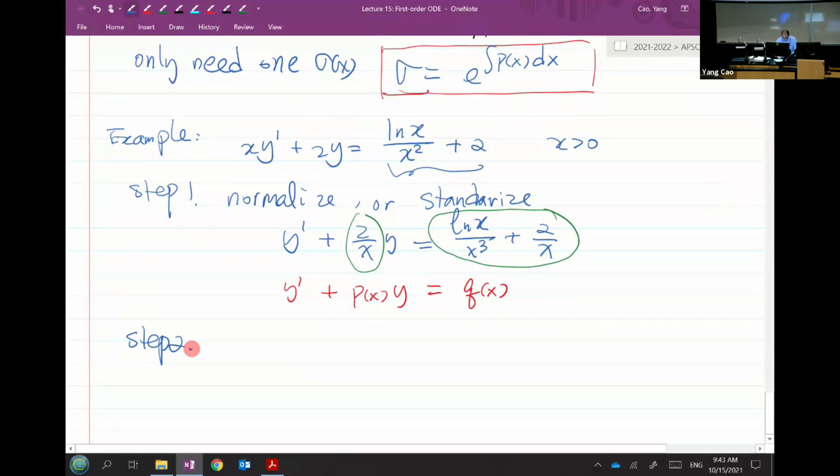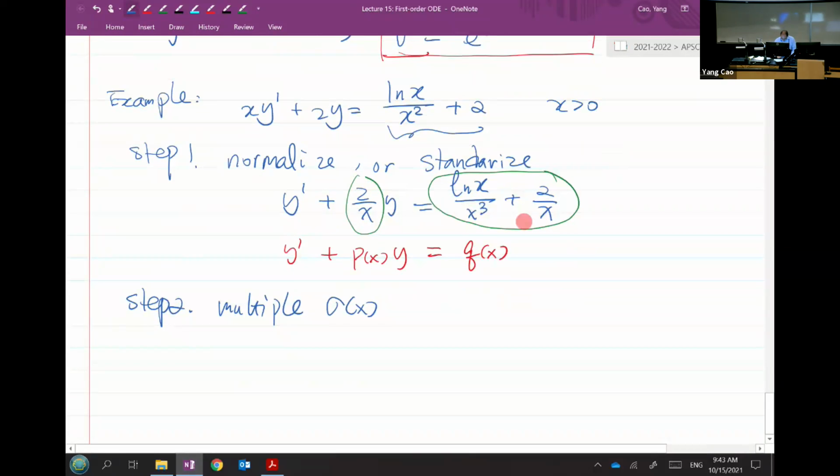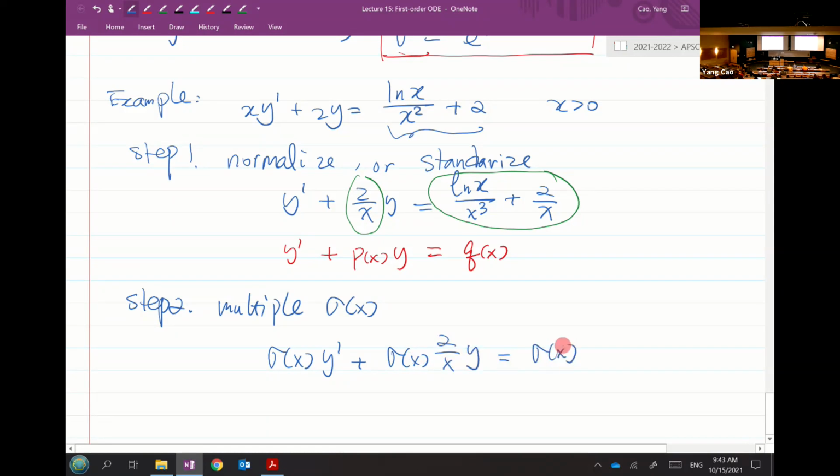So I'm not using any formula, I'm not skipping any step, I'm basically gonna follow exactly all the steps to solve this question. So we're going to multiply this sigma of x to both sides of this equation here. So we're going to get sigma of x y prime plus sigma x 2 over x y equals sigma of x times ln x times x cubed plus sigma x 2 over x.